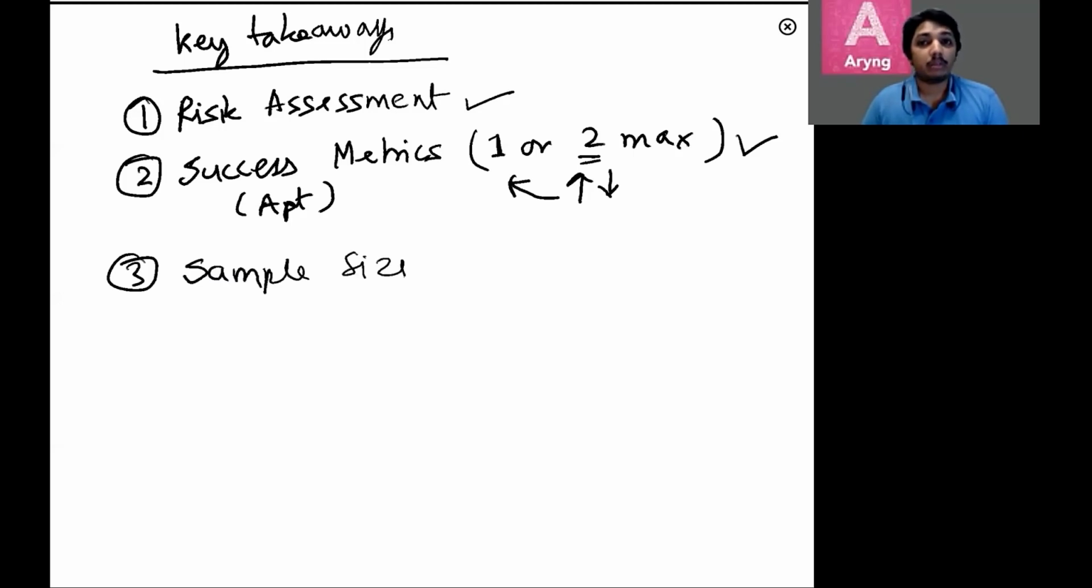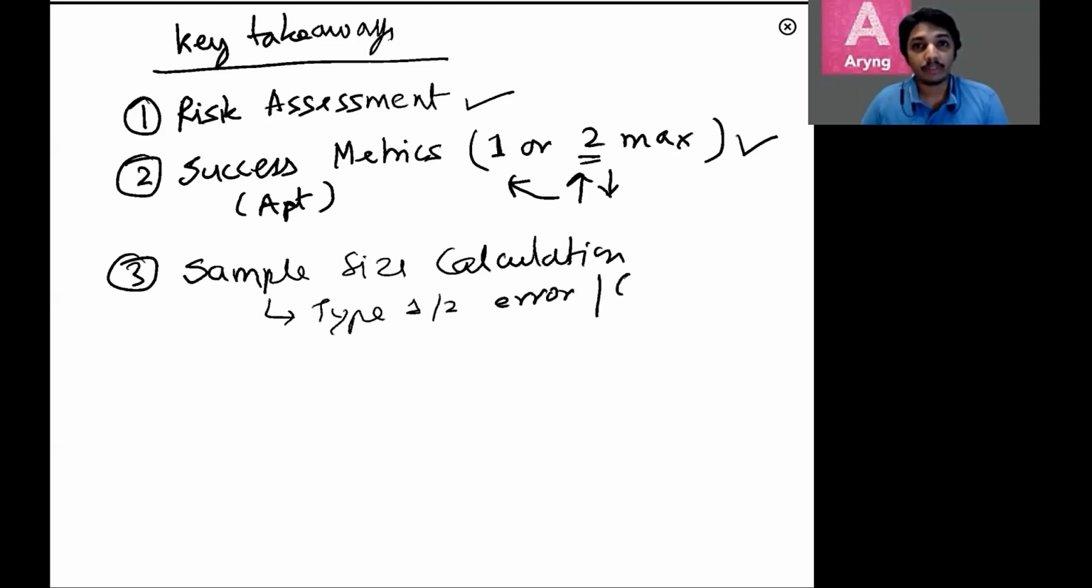The first is type 1 error, the second is type 2 error, and the third is the effect size. Type 1 error tells you what is the likelihood that the feature, if rolled out, will be successful, given that the experiment says it is successful. Type 2 error accounts for when the experiment says it is not successful, but in fact, it would have been successful if launched. And the effect size is essentially the smallest possible difference that we want to account for in the results of the experiment.